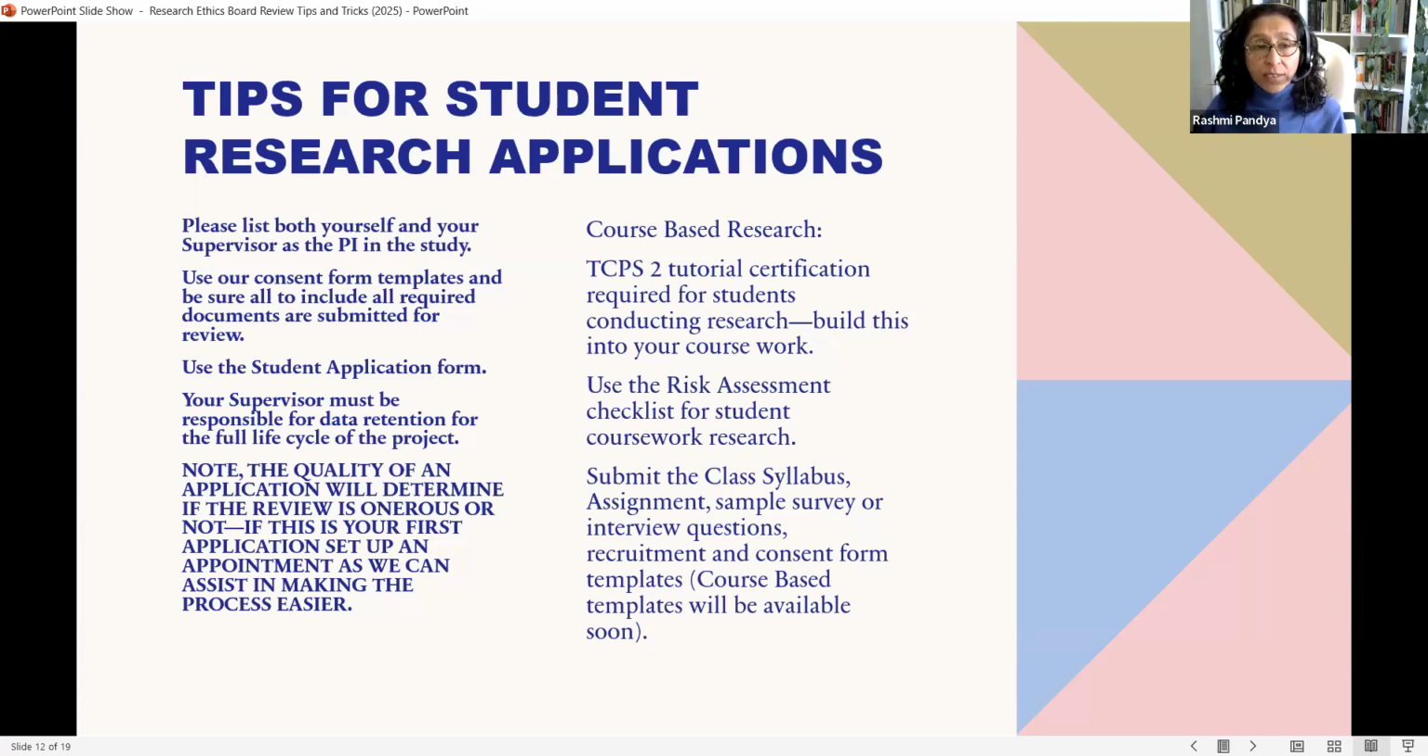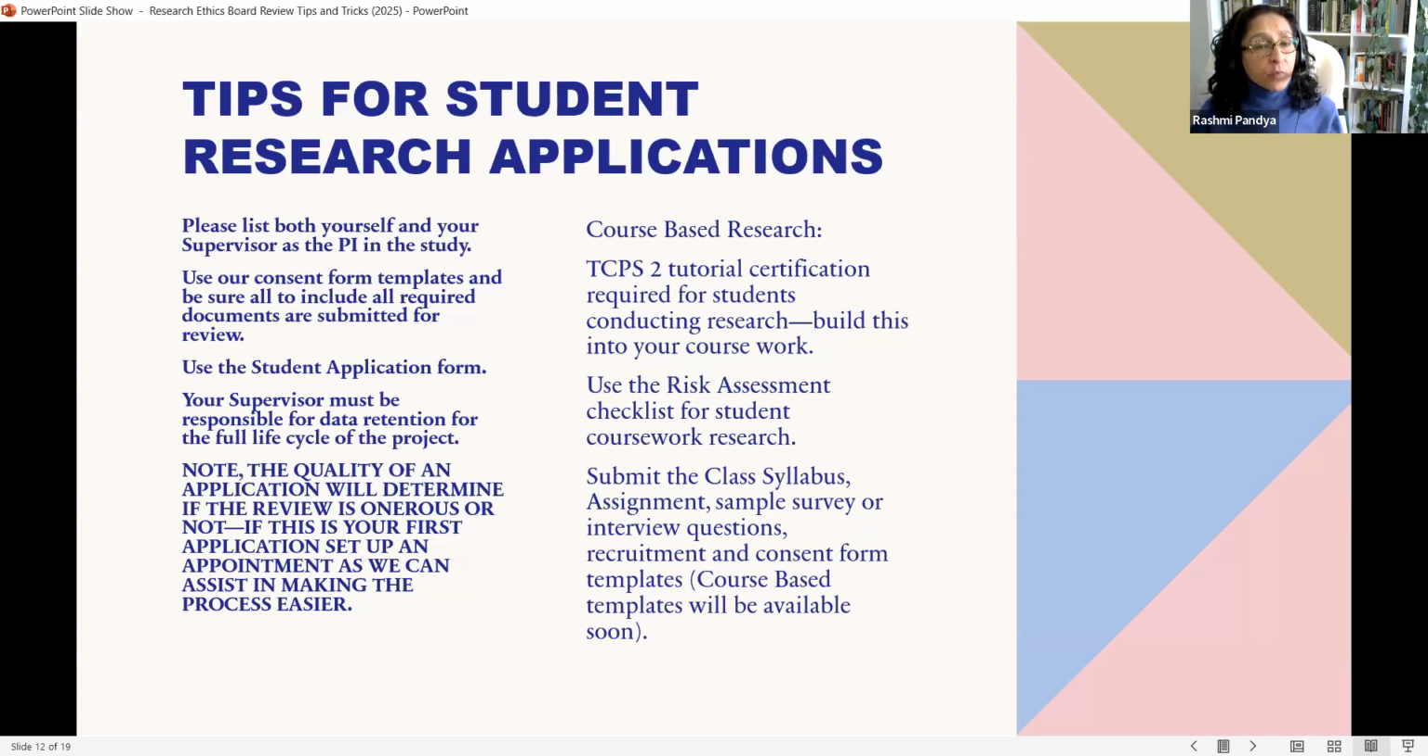Please note only the supervisor can move a study forward to review at each stage of review. The student can only move it back to the supervisor. Please make sure, as I said earlier, to use the student application form. Those are fast-tracked.